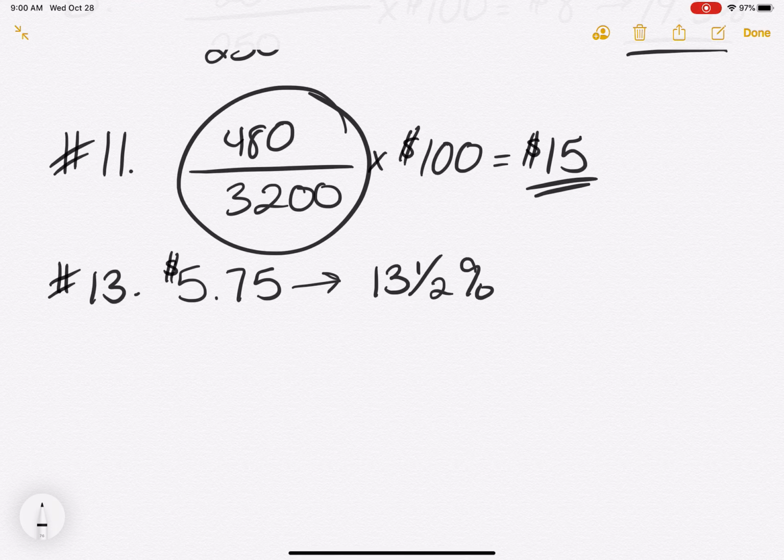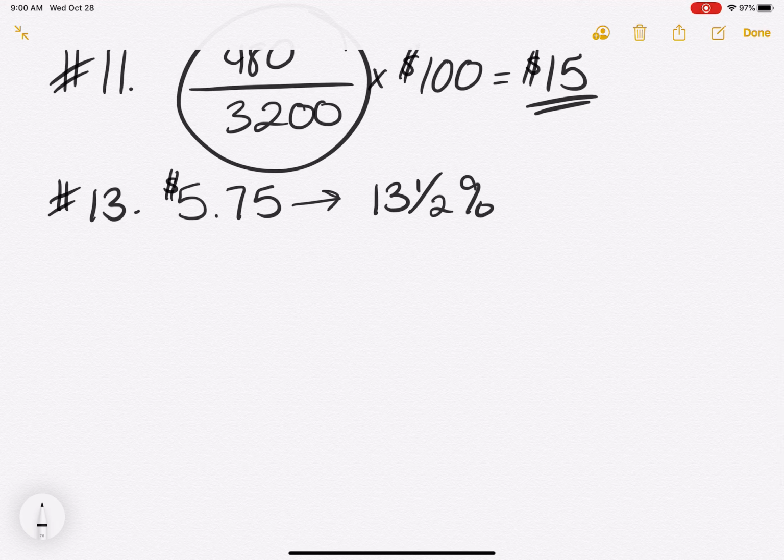Let's skip down to 25. It's okay if your problems are out of order. Number 16 was like per $500. So you do 2355 divided by 500. Oh, yeah, times 100. Yep.